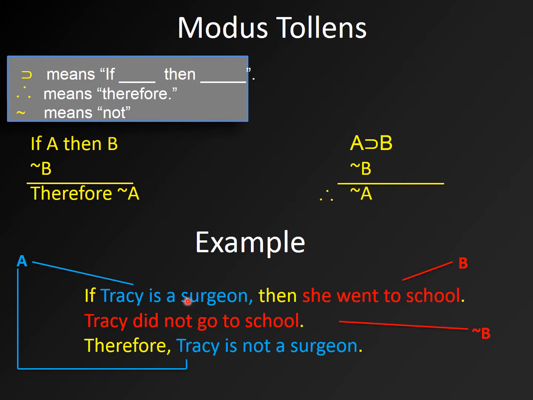You know, instead of surgeon, we can have a nonsense word here. We can have a word you don't recognize. It doesn't matter, since validity in deduction is all about form. So, if Tracy is a surgeon, then she went to school. Tracy did not go to school, therefore we know she's not a surgeon. Since if she is a surgeon, she must have gone to school, and we know that she didn't go to school, we know that she's not a surgeon.